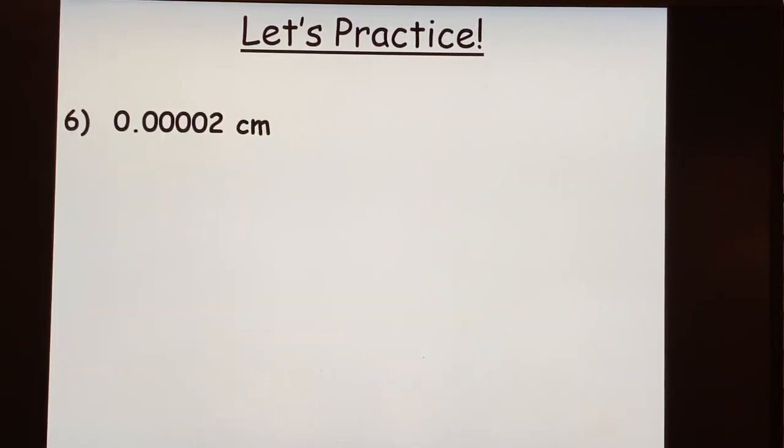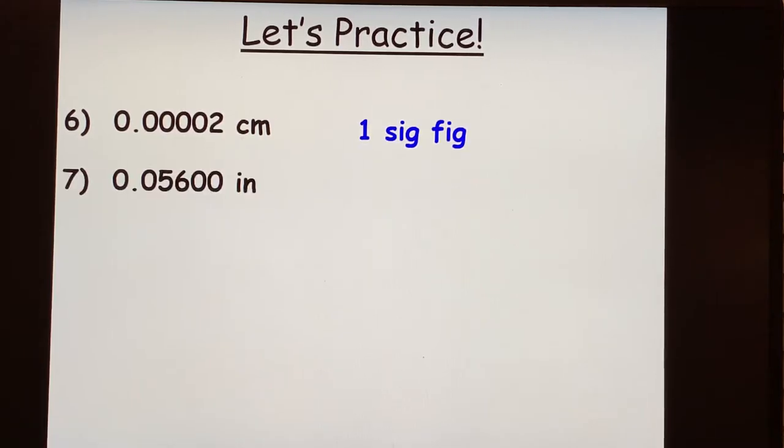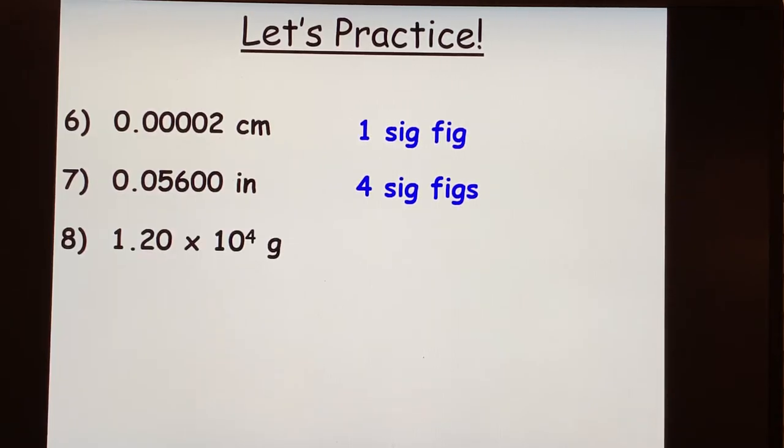Okay, so let's practice some more. How about that one? Are any leading zeros ever significant? No. So how many sig figs? 1. How about that? Number 7. Got a little mix here. If you say 4, you're correct. Ooh, I threw a curveball, didn't I?